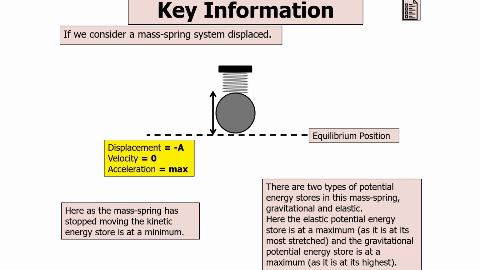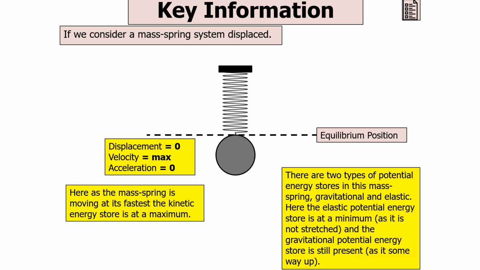So we know here, the displacement is equal to minus A, the velocity is 0, and the acceleration is a maximum. Now we come back to being at equilibrium again, where displacement is equal to 0, velocity is a maximum, and acceleration is 0. So here our mass spring is moving at its fastest, and the kinetic energy store is at a maximum. Again, the elastic potential energy store is at a minimum, as it's not stretched, and the gravitational potential energy is still present, as it's some way up.